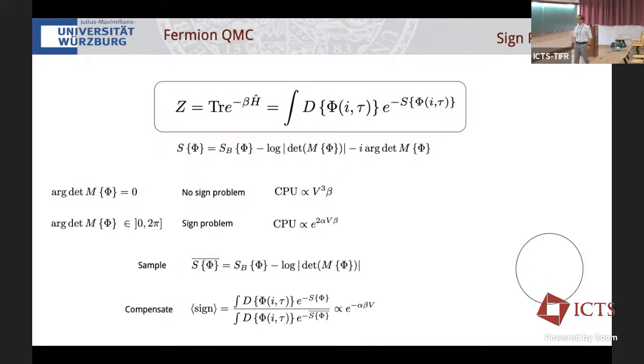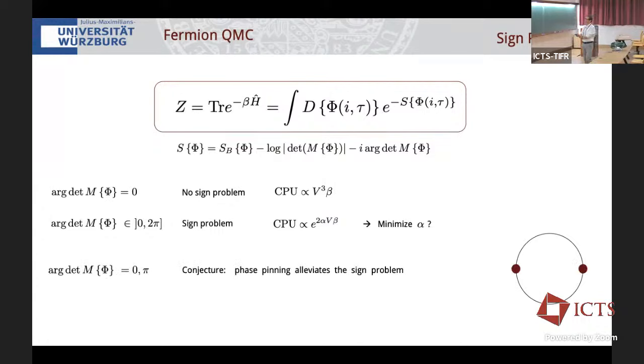So it's bad. And so the rule of the game is: if I cannot reach a no sign problem, can I find a trick to optimize alpha? And if alpha can be small, then I have a mild sign problem, and I'm happy, I can go to low temperatures. So that's the trick. The conjecture is to say, well, we can pin the phase to here, that would be no sign problem.